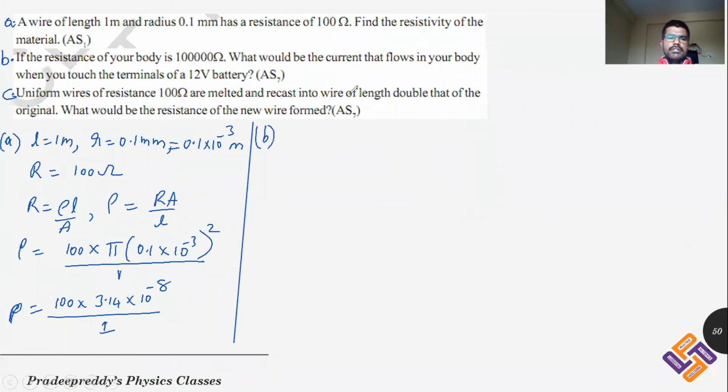Next, coming to second question B. If the resistance of your body is 1 lakh ohm, resistance of the body is given as 10 power 6 ohm. What would be the current that flow in your body when you touch the terminals of 12 volt battery? Voltage is given as 12 volt. So you are touching a battery of 12 volt. With left hand you are touching negative terminal, with right hand you are touching positive terminal. So that circuit is said to be on.